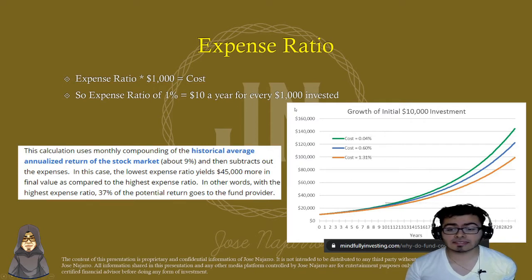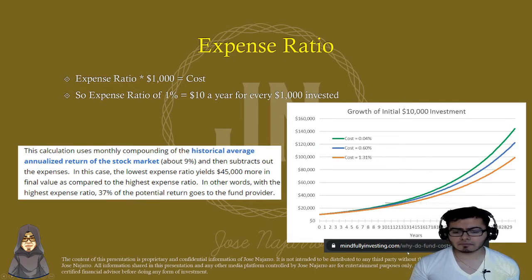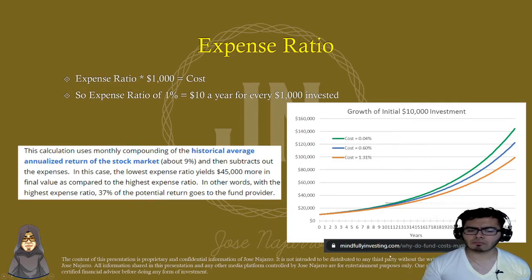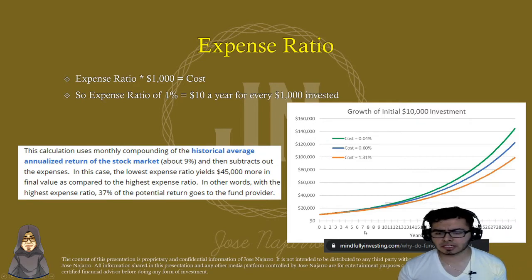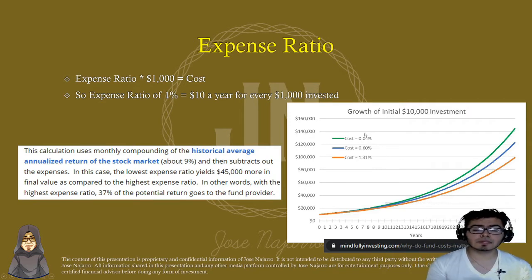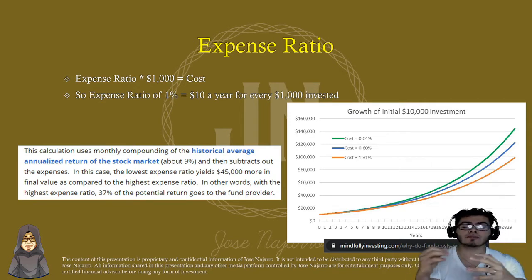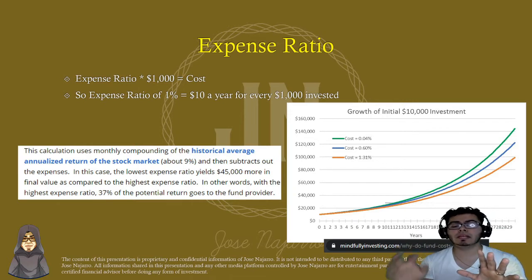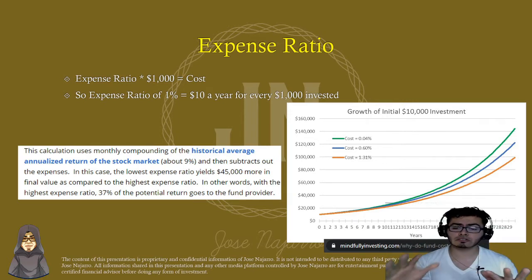But if you saw the last episode, you'll remember this chart. I got this chart from mindfullyinvesting.com, so if you want to learn more, you can check them out. This chart does a great job of showing expense ratios. This is an investment of $10,000. It's not like your 401k where you put in money every paycheck. I'll do one after this, but this is just to show the expense ratio and how it works.